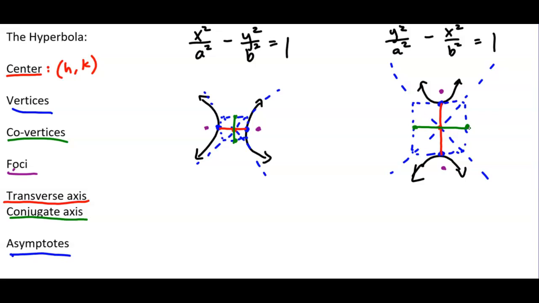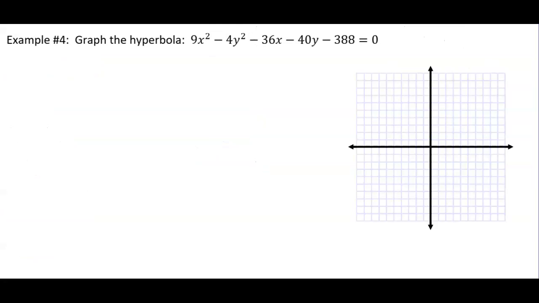Now we'll go to an example. I wasn't going to spend quite as much time with a hyperbola. Most of the work that we do with the ellipse, you can kind of say, well, that's going to be the same thing only with a hyperbola. But I did want to do an example where we're going to get it in standard form and then we're going to go ahead and graph it.